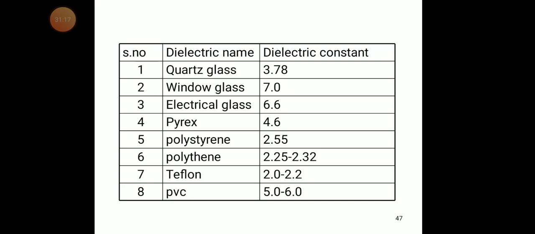So you can see the dielectric constant for quartz glass is 3.78, window glass 7, electrical glass 6.6, ferrex 4.6, polystyrene 2.55, polythene 2.25 to 2.32, Teflon 2.2, and PVC 3 to 6. So these are the different dielectrics.